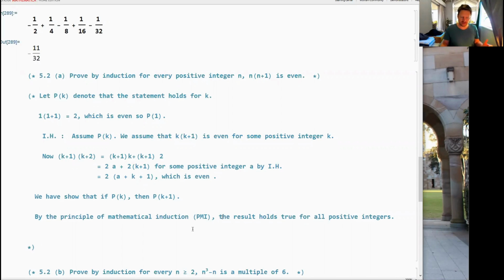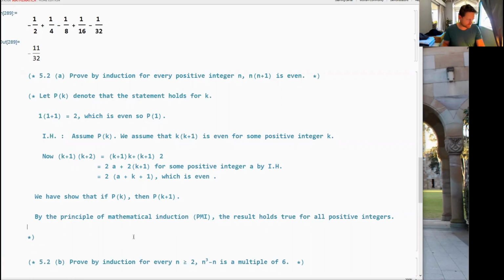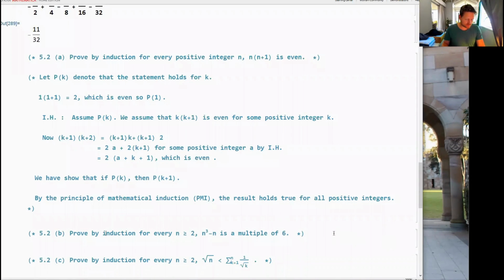Any questions? All right, everybody's silent, so I guess that means no questions. Thanks, Jinyu. So let's continue on with the next one.